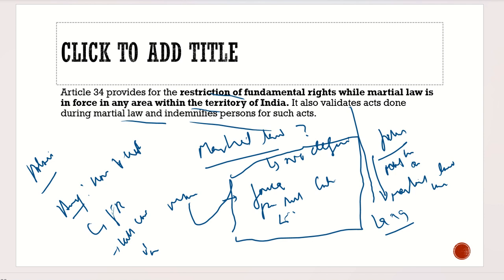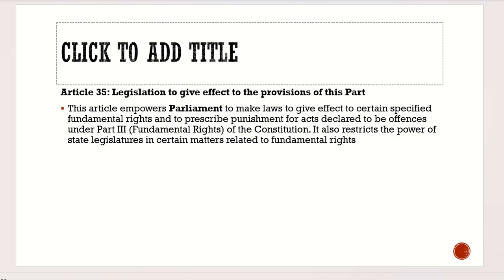Now let's move to Article 35, the last article. It says legislation to give effect to the provisions of this part. This article empowers Parliament to make laws to give effect to certain specified fundamental rights and to prescribe punishment for acts declared to be offences under Part 3 of the Constitution. It also restricts the power of the state legislature in certain matters related to fundamental rights.